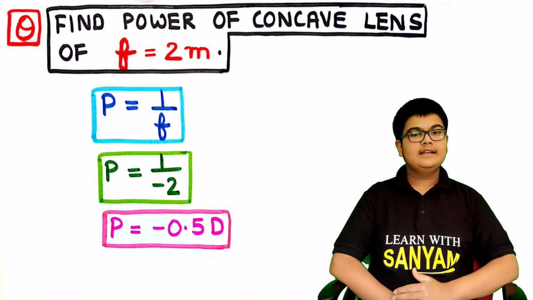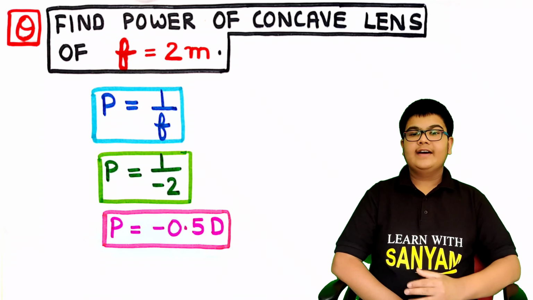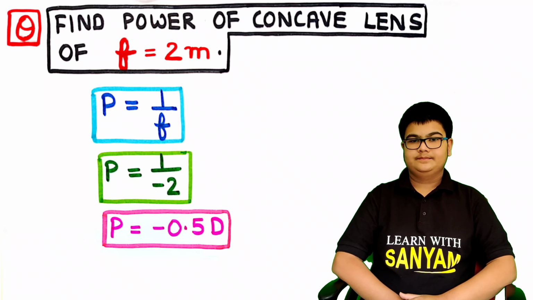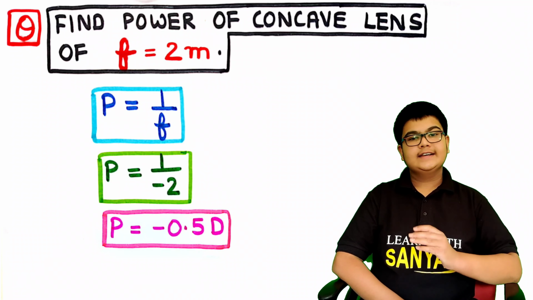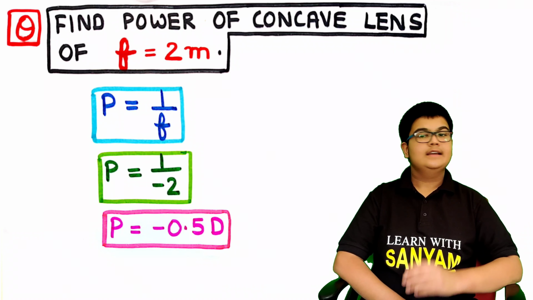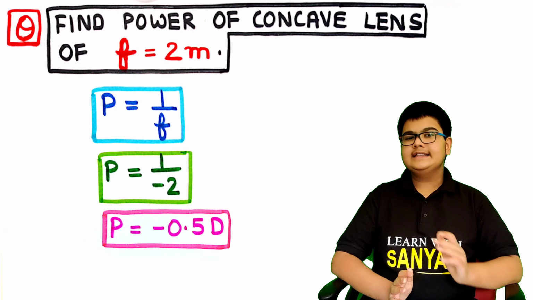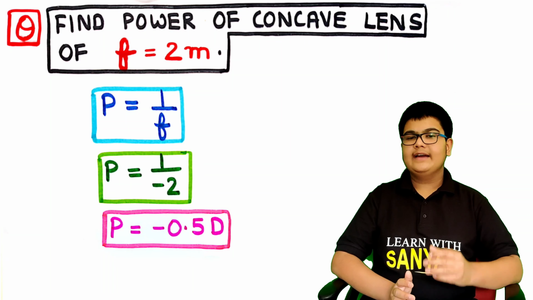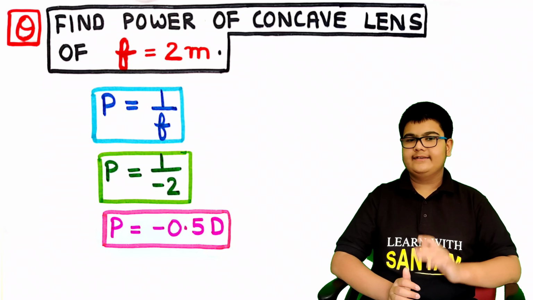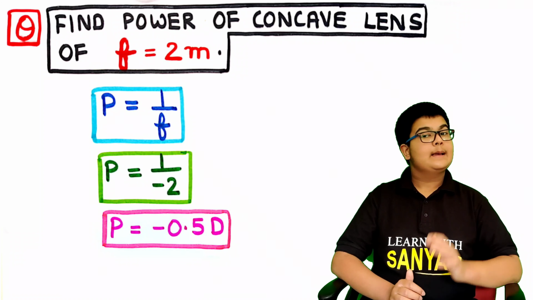Let's solve a numerical based upon power of lens. The question says: find the power of a concave lens of focal length 2 meter. So basically, first let's see what is given to us. We are given that the focal length is 2. Now, if you remember the rules, they say that whenever we have the focal length of a concave lens, it is always taken as negative. That's why we will take the focal length as -2.